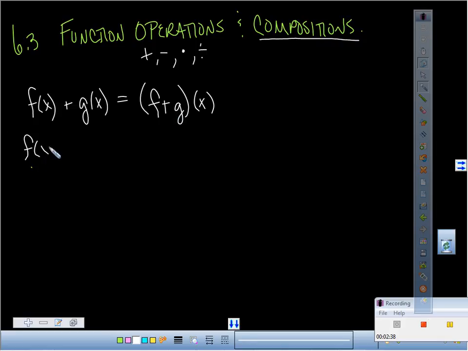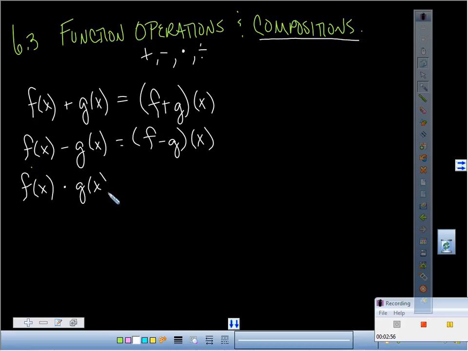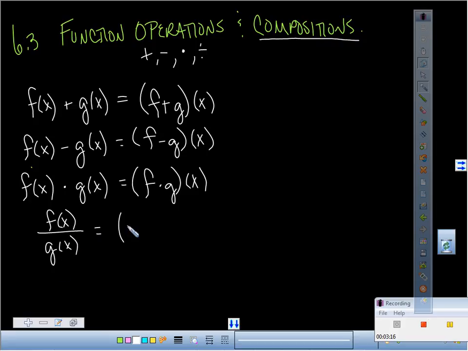There's also subtraction. It looks like f of x minus g of x. That's most of the way you will see it. But you could write it, and it would be the same thing, f minus g of x. Multiplying, f of x times g of x, or f times g of x. Division, most of the time after you get into algebra, we write division not with the division sign, but as a fraction. So f of x over g of x, or f over g of x.